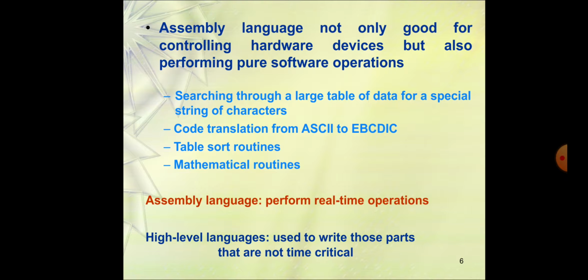Assembly language is good not only for controlling hardware devices but also for programming pure software operations, such as searching through a large table of data for a special string of characters, code translation from ASCII to EBCDIC, table sort routines, and mathematical routines. All these applications can be performed using assembly language, which performs the real-time operations, while high-level language is used to write those parts that are not time critical.